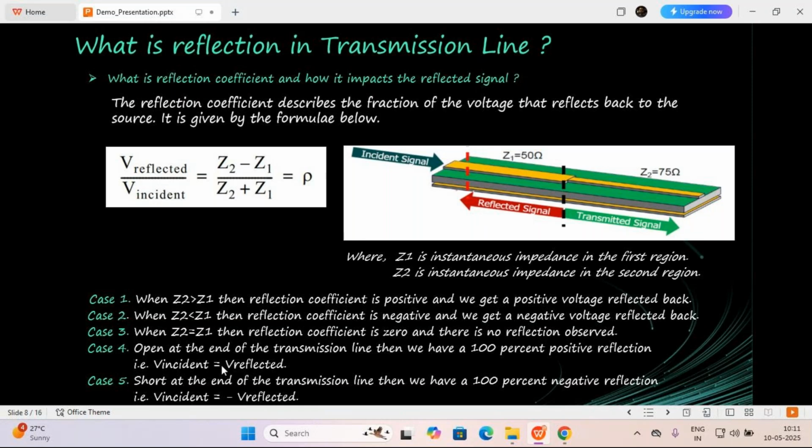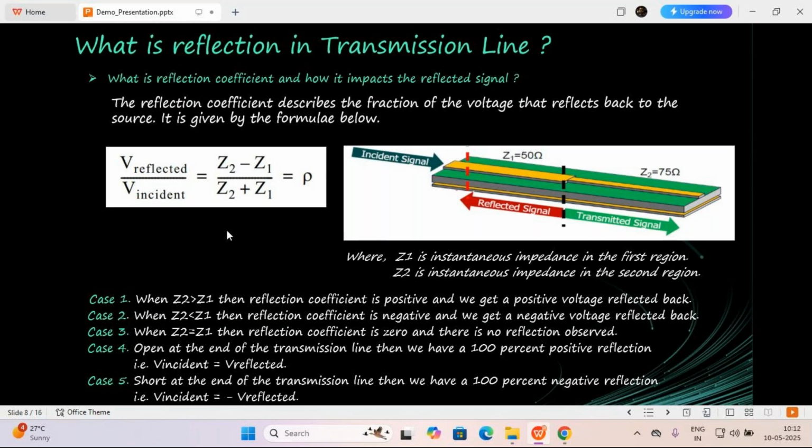And if there is a short at the end of the transmission line, then we have 100% negative voltage reflection. Meaning if the transmission voltage is 3.3 volt, 100% negative means minus 3.3 volt, and both add up to get 0 volt. That is why for a short circuit you get 0 volt on the voltmeter. So 100% negative reflection happens. Okay. So these are the five cases. The first is what we generally care about, and four and five are not that common, because no one leaves the transmission line open or shorted.